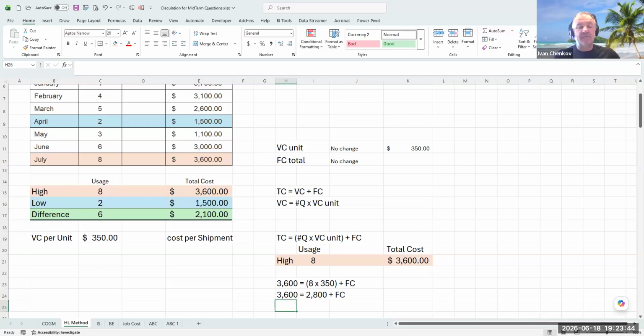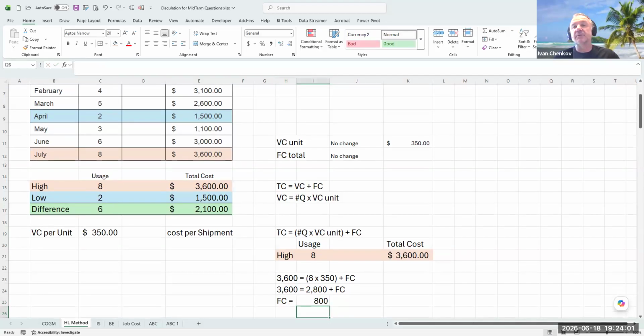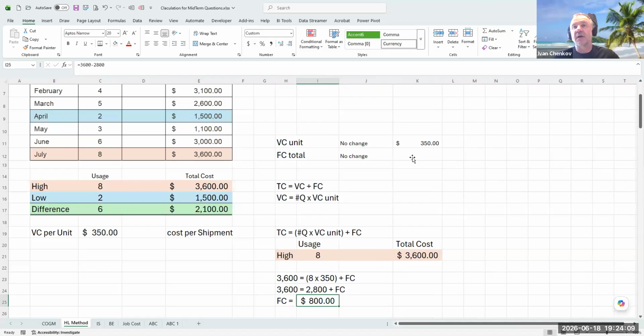So in that case, the fixed cost now will be very simple to calculate. It will be 3,600 minus 2,800, and it's gonna give me $800 as my fixed cost. Now I know my fixed cost. So at this point, I know everything that I need to know.